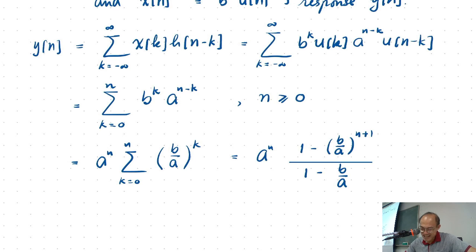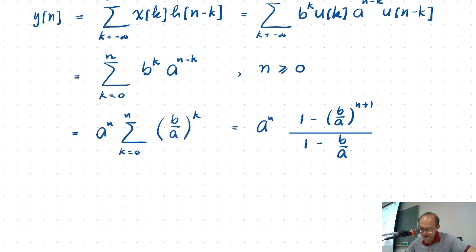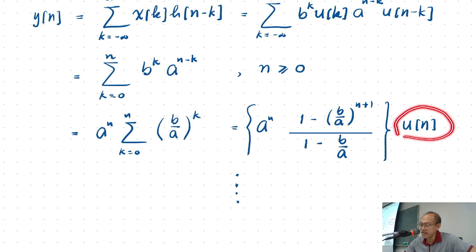I trust that you all can do this. Right? But you have to be sure that you multiply it by u[n]. Okay. Don't miss this one, because it's completely different if you don't have this term. Okay, all right. Any question?